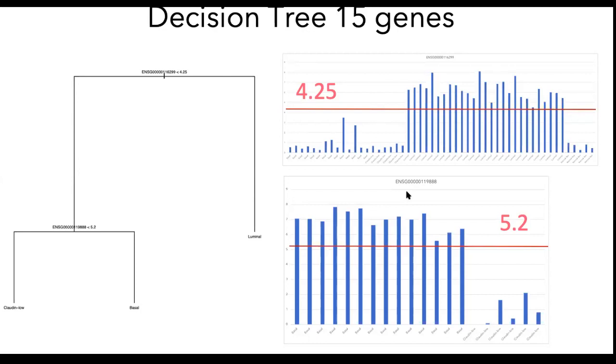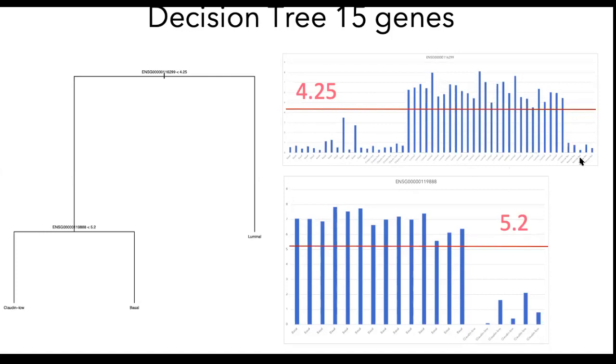We are looking at the expression of those 15 genes from different samples. We have different numbers of samples available. We have a lot of basal samples, a lot of Claudin-low, a lot of luminal, and a lot of normal-like samples available. Based on that data set, we are trying to classify them.